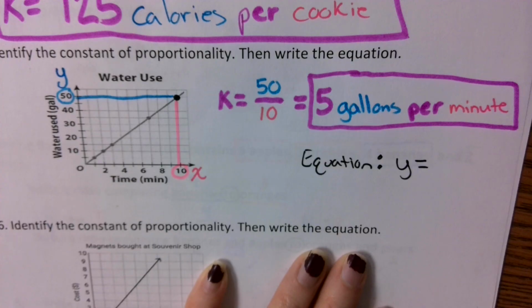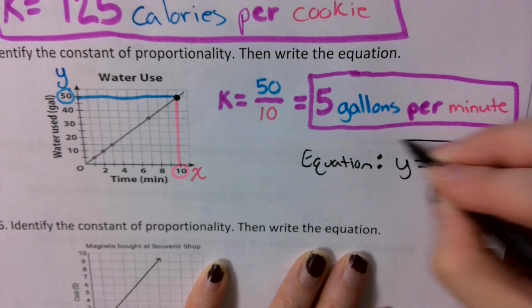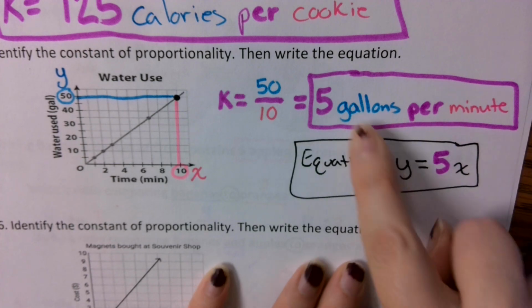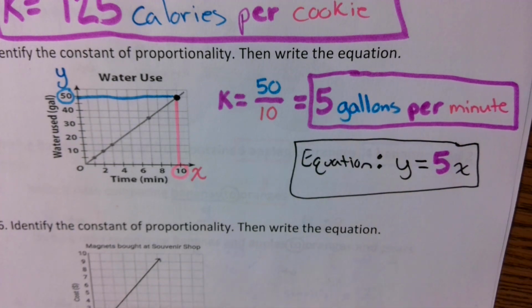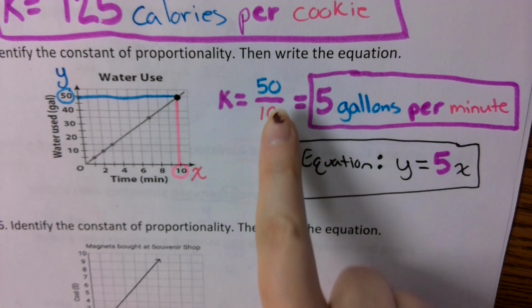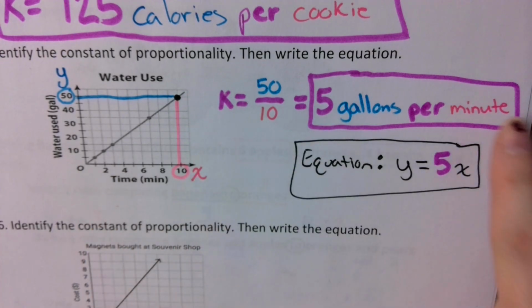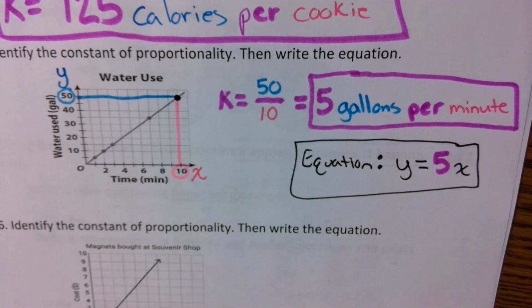Very good. Y equals 5x. So there's my equation, and there's my constant of proportionality. Again, you just have to identify a point on the graph, identify what the value of your y was, what's the value of your x, and then set it up, y over x.